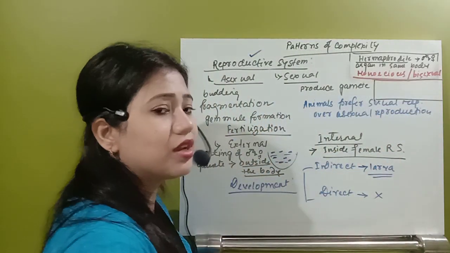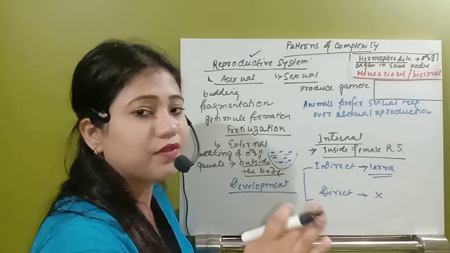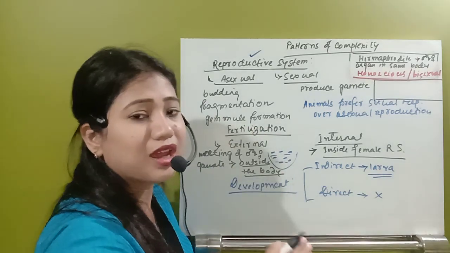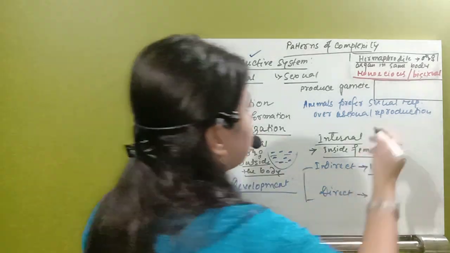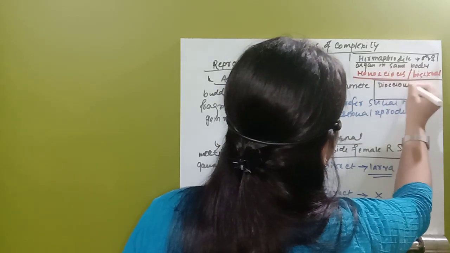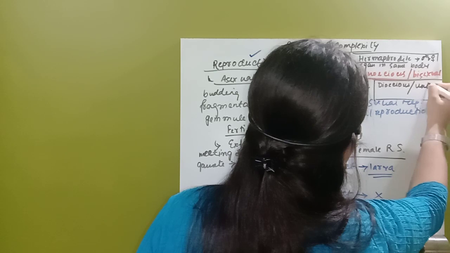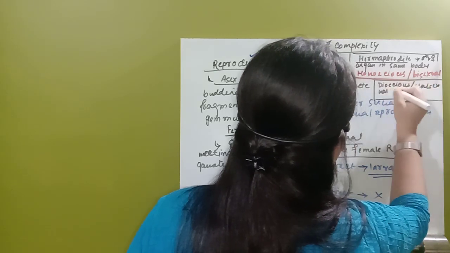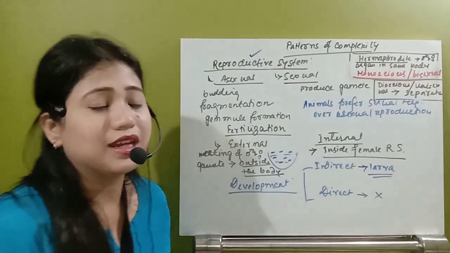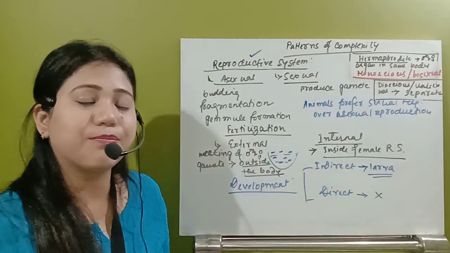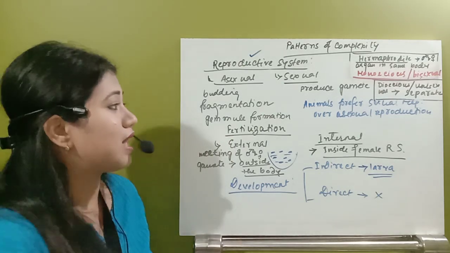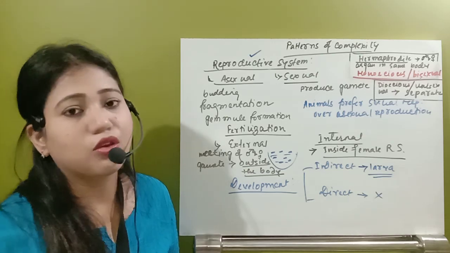But you can see different organisms, like in case of human. In case of human, what happens? The male organism is different, the female organism is different. So those organisms which have separate male organism and separate female organism are known as dioecious, or this is also known as unisexual. Those organisms which have separate male and female reproductive systems in different organisms are known as dioecious or unisexual organisms.